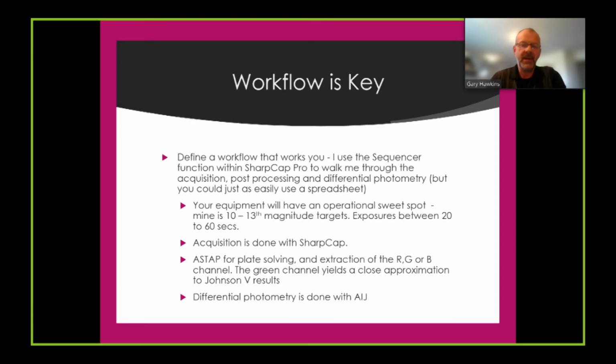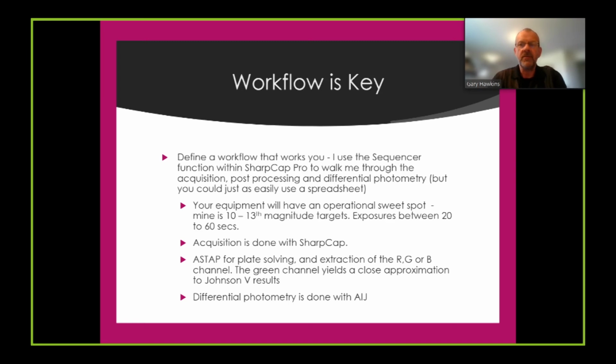You'll find that your equipment has an operational sweet spot. I mentioned the field of view of my equipment earlier on, 30 arc minutes by 30 arc minutes. This gives me an operational sweet spot of 10th to 13th magnitude targets with exposures in the range of about 20 to 60 seconds. You don't want to go below 20 seconds as you will see scintillation effects in your results. And if you go much above 60 seconds, your guiding's got to be working fairly well.